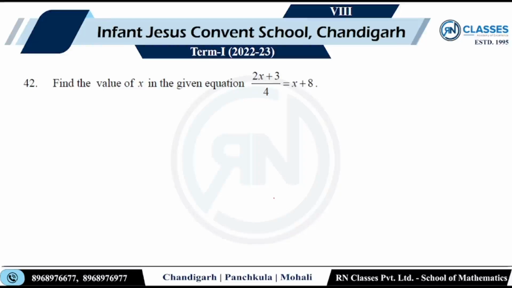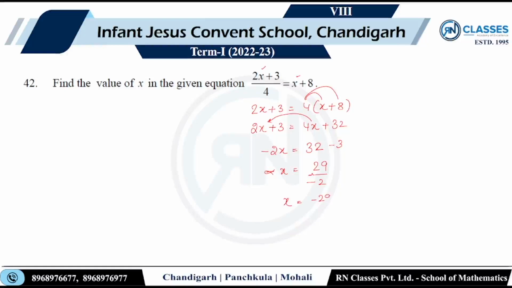42. Find the value of x in the given equation. x की value निकालनी है. भाई x तो अलग अलग है. एक काम करो, cross multiply. 2x plus 3 is equal to 4 into x plus 8. Distributive property लगानी पड़ेगी यहाँ पे. So 2x plus 3 will be equal to 4x plus 8 4s are 32. 4x इधर आ गया. Minus 2x is equal to 32 minus 3. So minus 2x क्यों? सीधा लिख देंगे आंसर. This would be 29 by minus 2. x की वैल्यू आ गई, -29/2. Yeah, that's simple, guys. बिल्कुल simple, straightforward question, right?